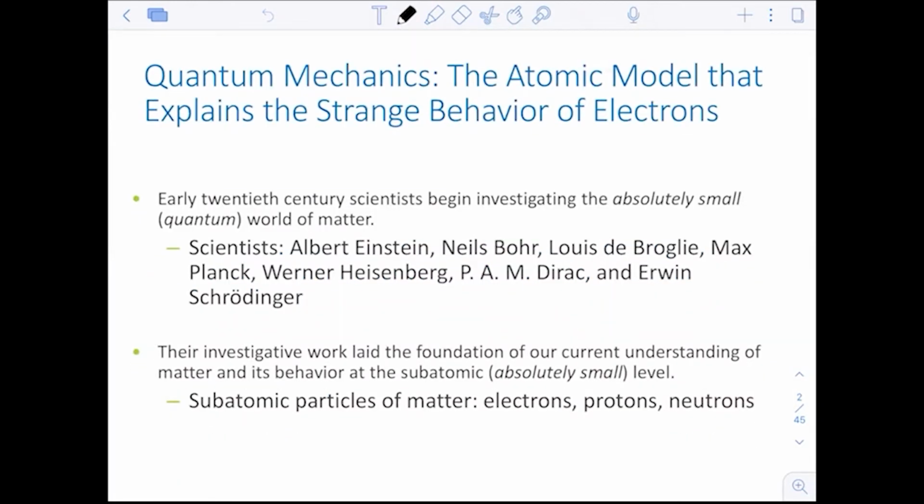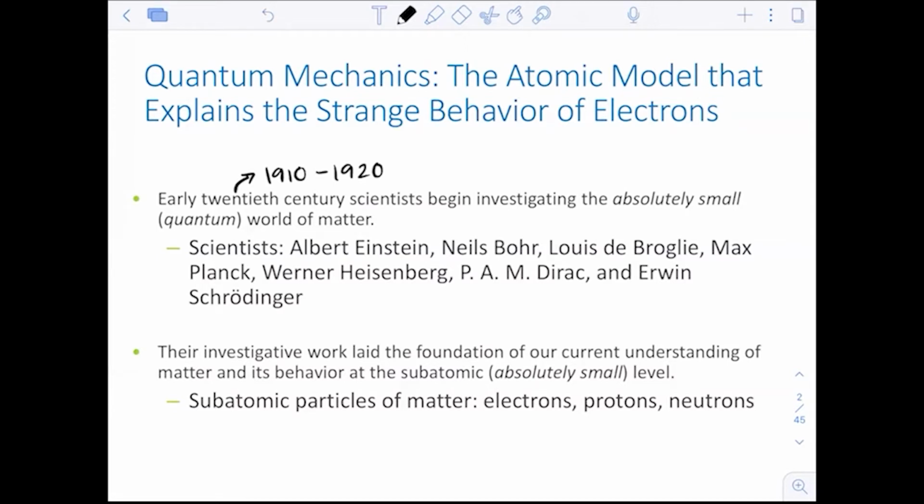Now, this is really taking the atomic model straight to where we are today. The atomic model explains the strange behavior of electrons. It wasn't until the early 20th century that scientists began to investigate the quantum realm, the subatomic realm. Now, 20th century, this is around 1910 to 1920. 100 years ago, we still did not know what the heck was going on with the subatomic realm.